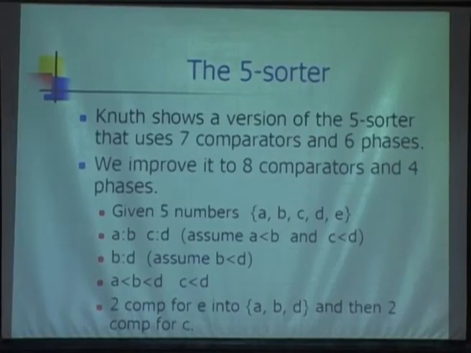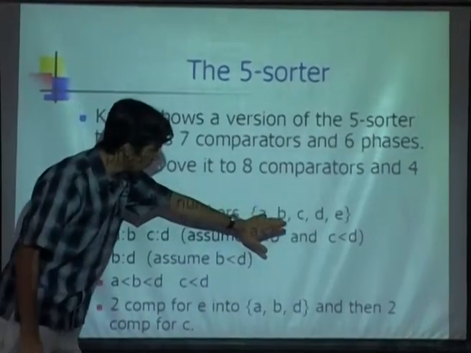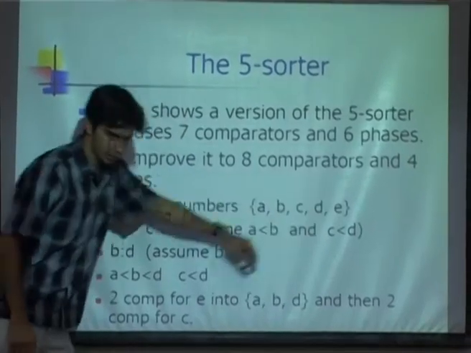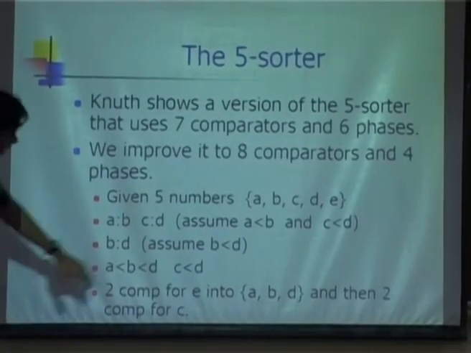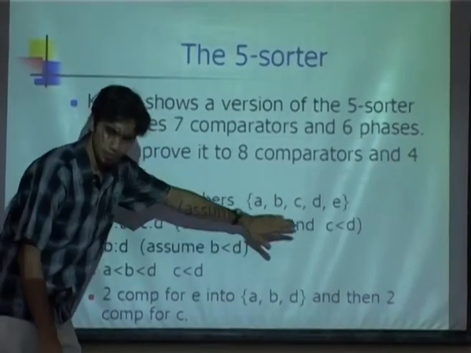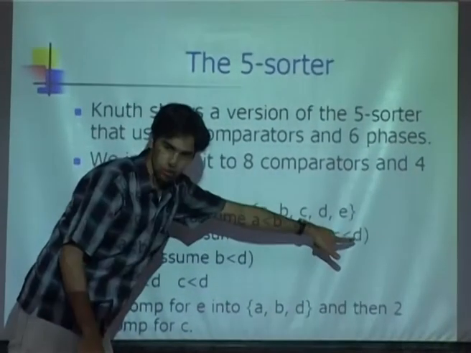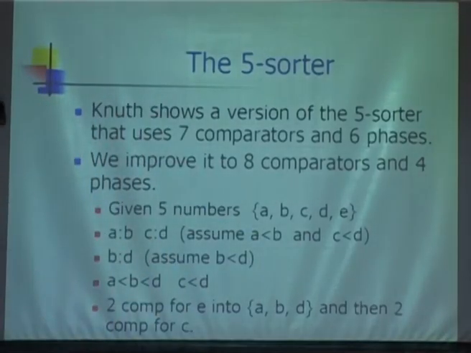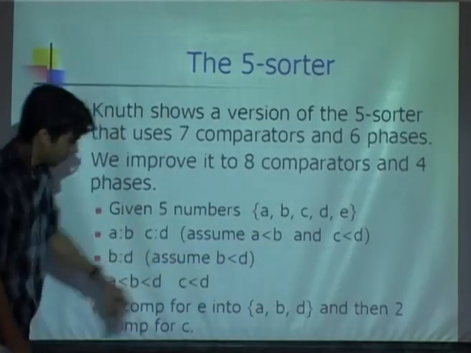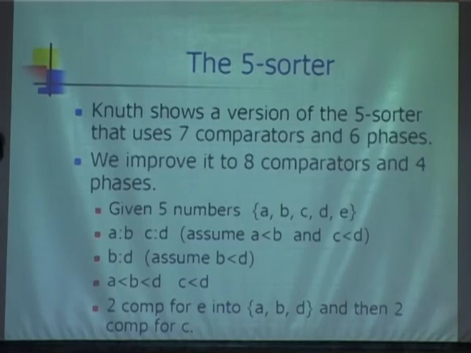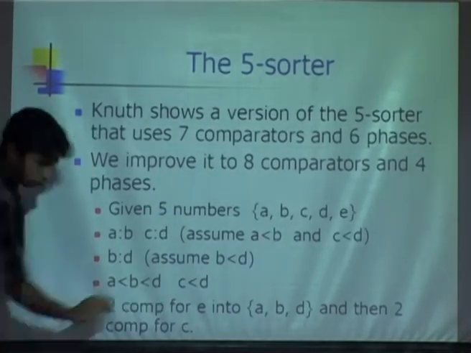So what Note does is, we first start with two pairs. You take A, B and C, D and compare them. Without loss of generality, we can assume that A is less than B and C is less than D. Then as a next step, we look at the greater numbers in these two, B and D, and compare them. For now, let us assume that B is less than D. So at this point, with 3 comparisons, we have this particular order.